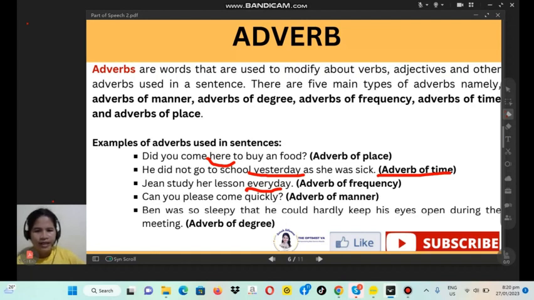Can you please come quickly? So quickly here is the example of the adverb of manner. Ben was so sleepy that he could hardly keep his eyes open during the meeting. So so here, also sleepy, is the adverb of degree.